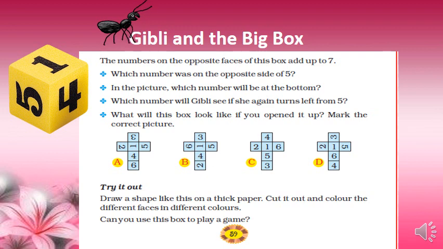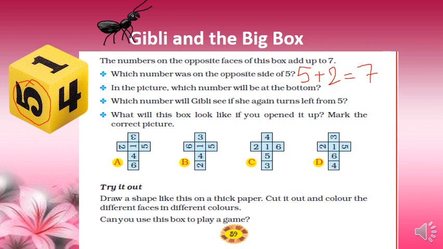Which number was on the opposite side of 5? Here we have 5. What is the number opposite to 5? How will we find it? 5 added to some number equals 7. So, which number should we add to 5 to get 7? Yes, it is 2. 5 plus 2 equals 7. So, the number opposite to 5 is 2.